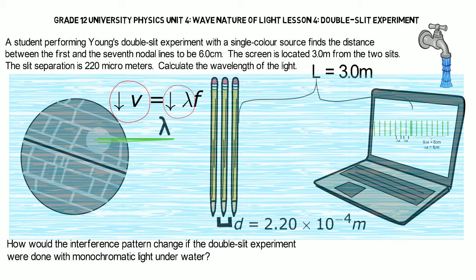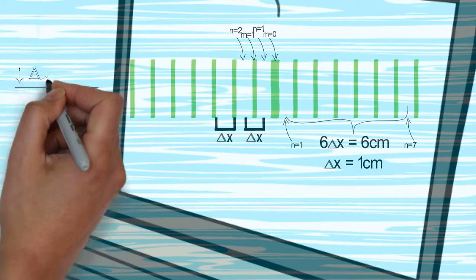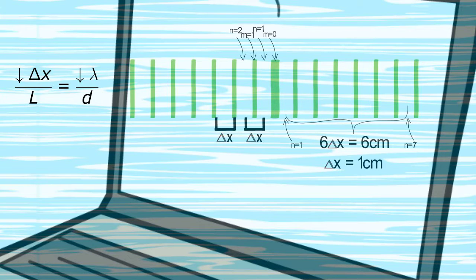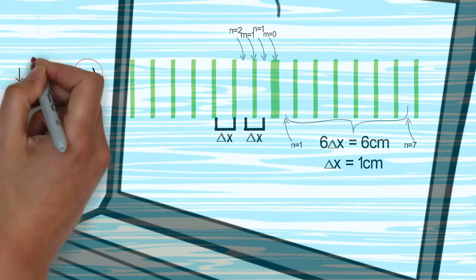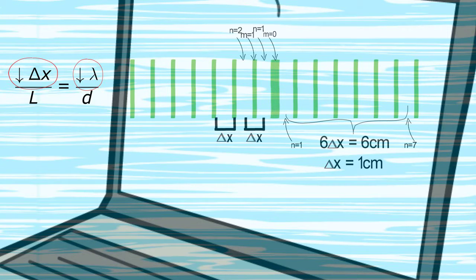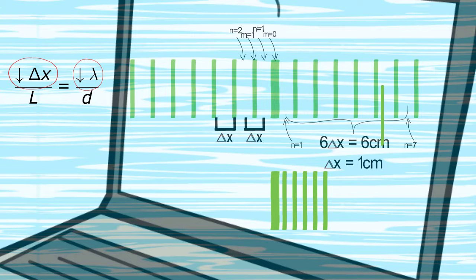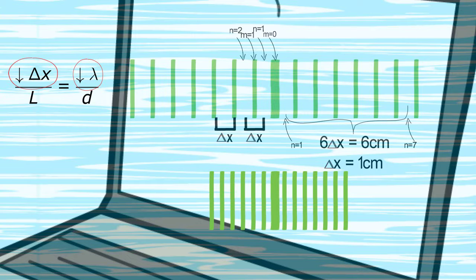a different medium. And then if we go back to our equation that we just used, we'll see that as lambda decreases, the spacing between successive maxima or minima, delta x, must also decrease, as we have not changed the distance from the slits to the screen, nor the spacing between the slits.